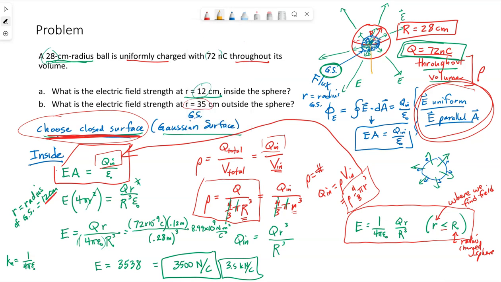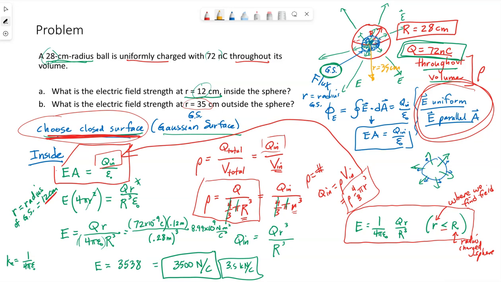So in my drawing, I'm still going to use a lowercase r to represent where I'm finding the electric field. This is going to represent the 35 centimeters, where it is that I want to calculate this electric field. What I want to do, again, is to choose another surface. I can't use that little blue one I drew because it does not encompass a point out here. I'm trying to find out how strong the electric field is out here.